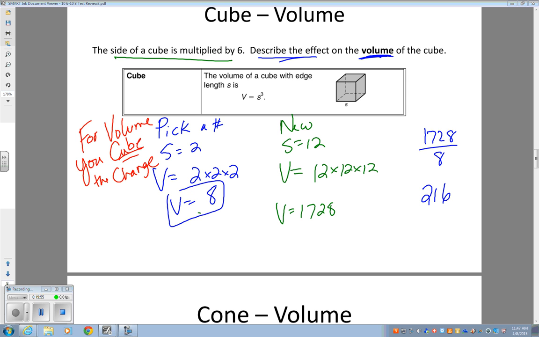Yeah, multiply by 6. So all I do is take that 6 and I now cube it. What is 6 cubed? It's 216. It's the same thing we got over here. So that's the shortcut. Instead of picking numbers and figuring out the ratio, just cube it for volume. You square it for area, you cube it for volume.